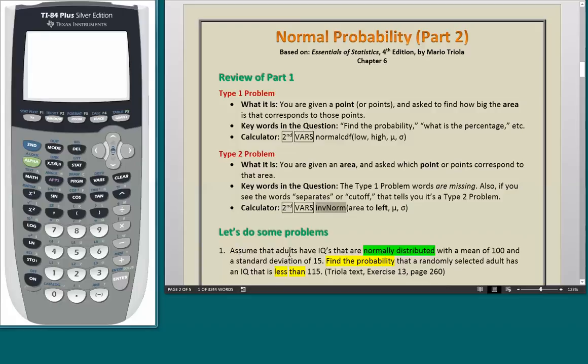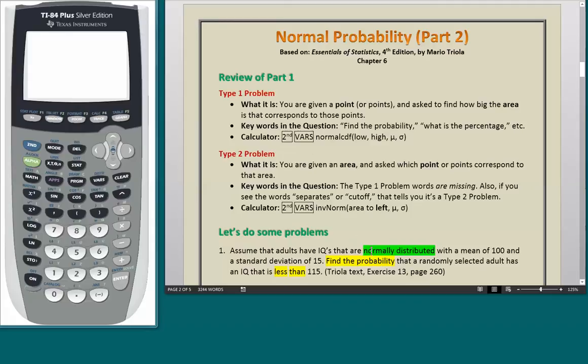So now we're going to do some problems. And here is the first problem. And by the way, it comes from the Triola textbook. It's exercise 13 on page 260. But let's read it. Assume that adults have IQs that are normally distributed. I'm going to stop right there. You'll notice I've highlighted in green that phrase normally distributed. That is really important. That tells you that you're going to be doing a normal probability problem.